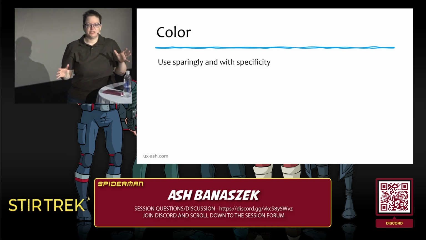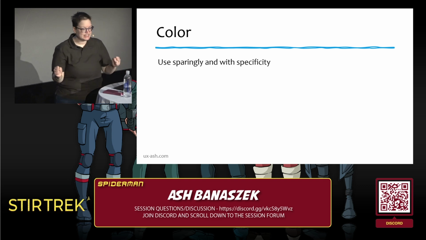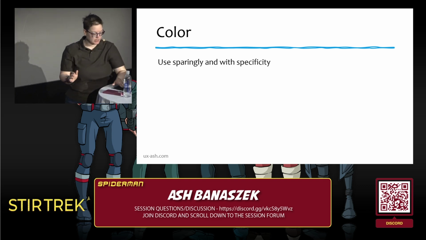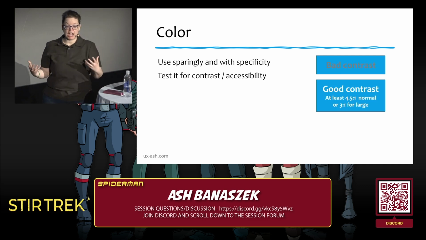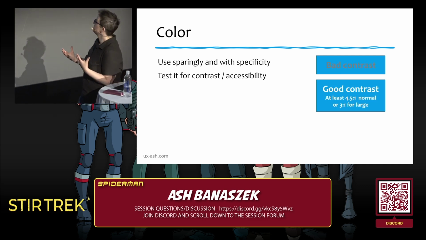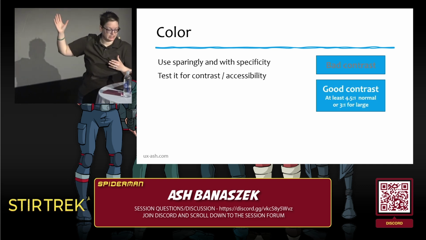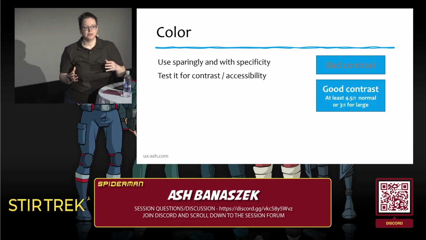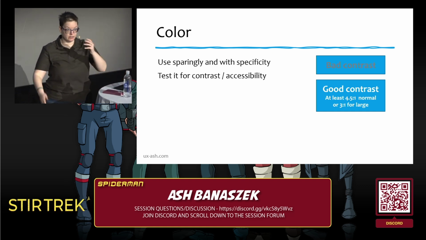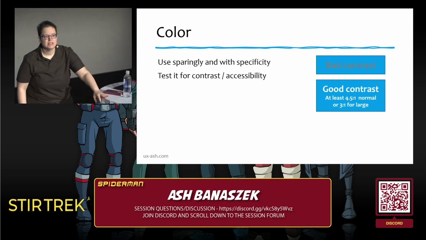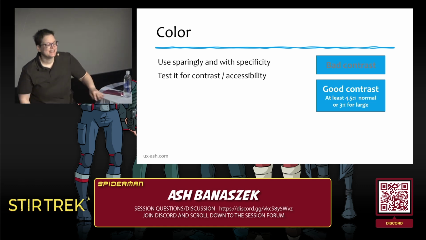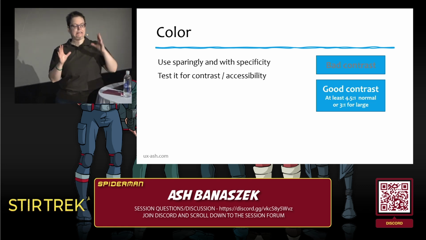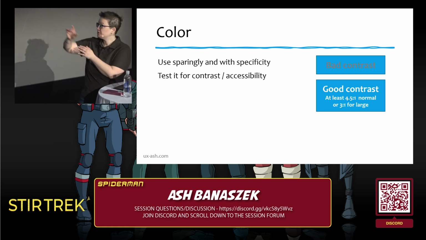So color, we do want to use sparingly and with specificity. You don't want to just be throwing color everywhere. You also want to make sure you test it for contrast and accessibility. So you can see a bad contrast and a good contrast. This is the bane of my existence for menu design. I don't know if you've ever been at a fast food restaurant or a restaurant and you're just like, mother, how old am I? And you just can't read it because they decided to put red on blue and you're like, ooh. So anyway, make sure you're testing it.